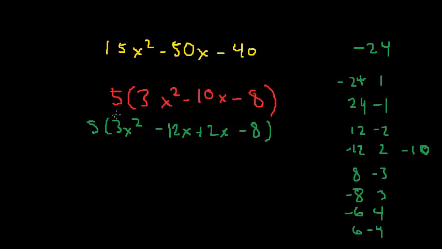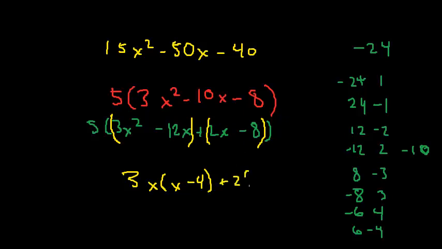Now I'm going to group my first two terms and my last two terms and look for the greatest common factor in those two groupings. So here I have a greatest common factor of 3x, which leaves me with x minus 4. Here I have a greatest common factor of 2, so pull out my 2, and that leaves me with x minus 4. And again, all of this is being multiplied still by my greatest common factor of 5.